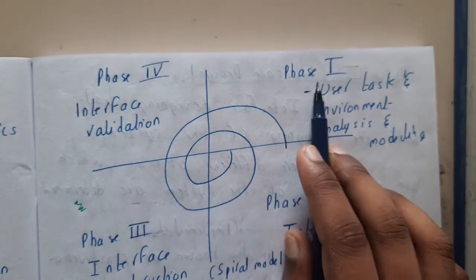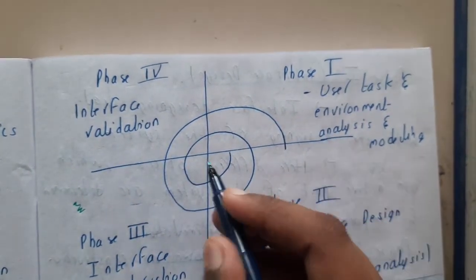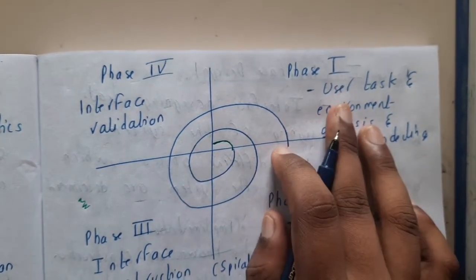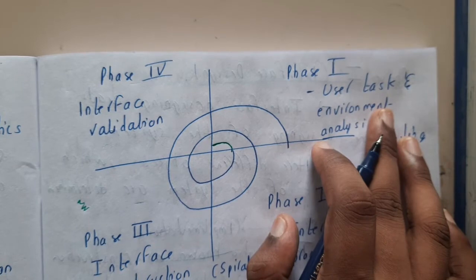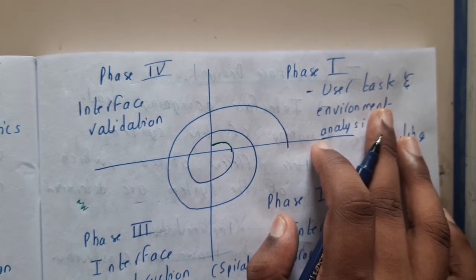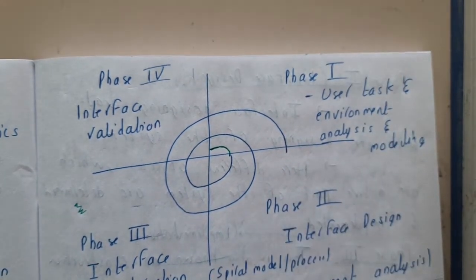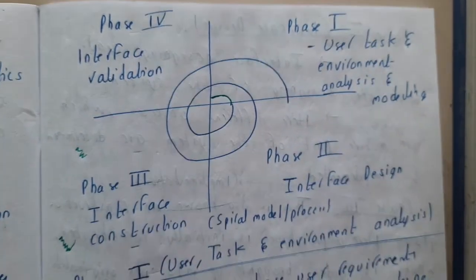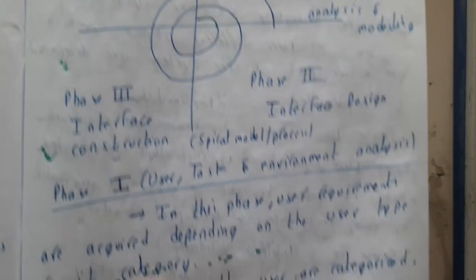As usual, it will be starting from here in this way. Sorry, you should start it here, right? Then from there. So phase 1, user tasks and environmental things will be collected. Sorry for that, guys, just give me a second. So user tasks and environmental analysis are modeled here. I'll be discussing one phase after the other, so don't worry.